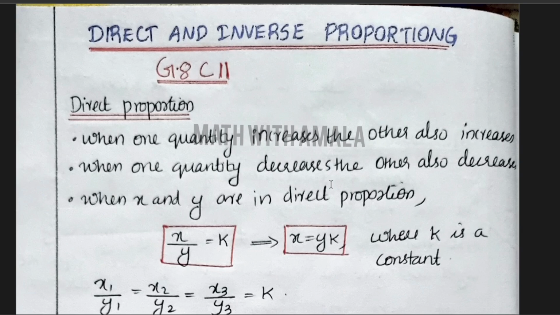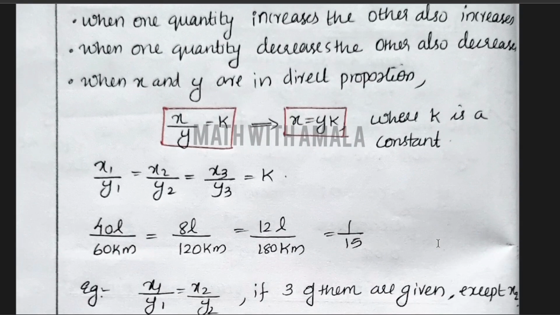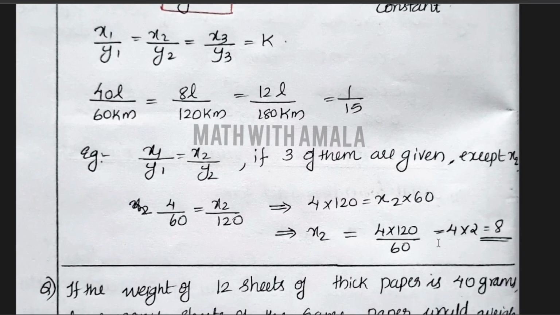When x and y are in direct proportion, we can denote it like x by y equal to k, that is x equal to yk, where k is a constant. So this is the general form of direct proportion when we compare x and y. Here x1 by y1 is equal to x2 by y2 equal to x3 by y3, if we have two or more quantities, and they are equal to k.